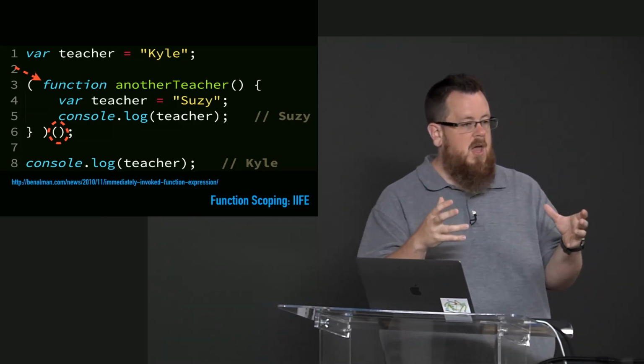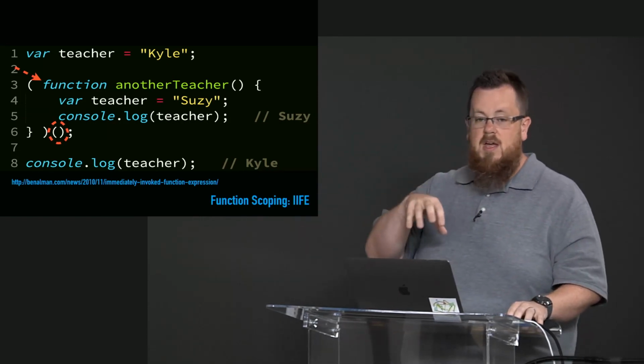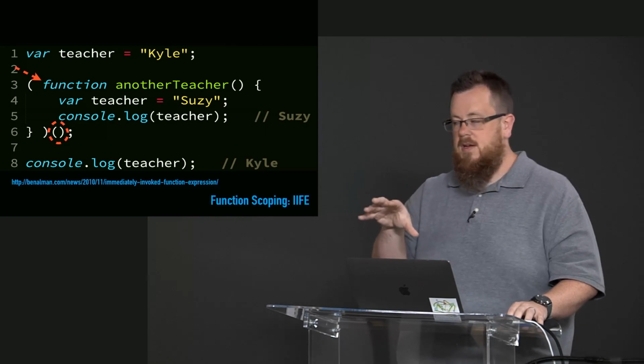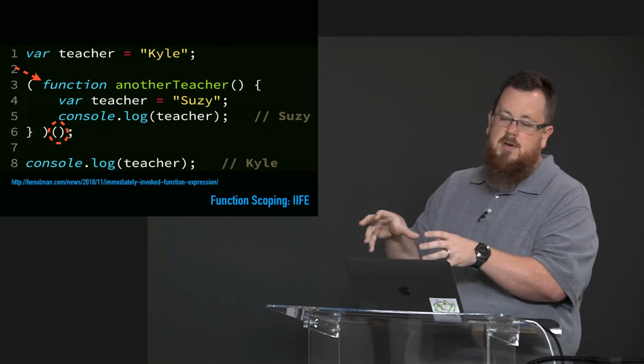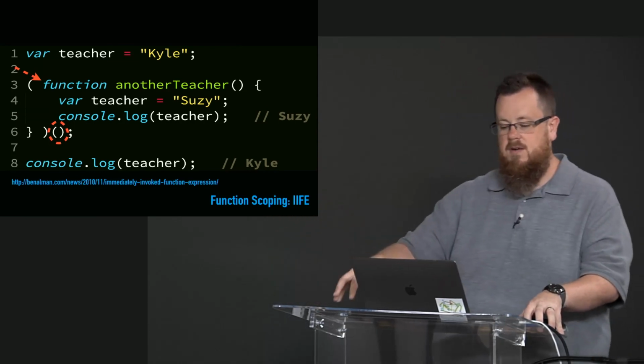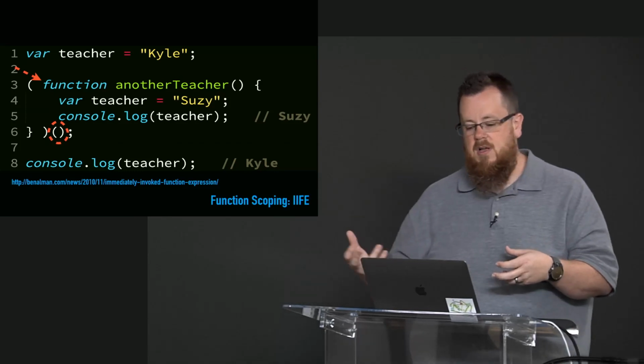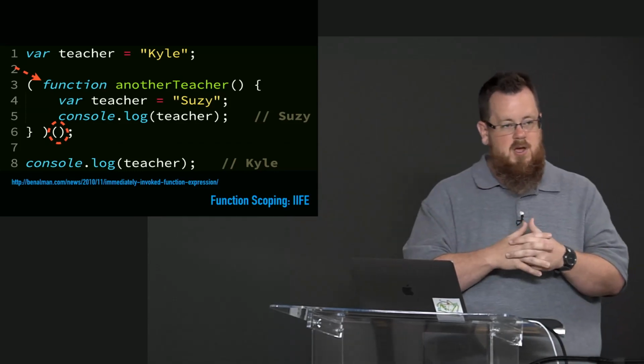And the main end result of an IIFE, the main end result of running a function, is that we get a new block of scope there. There's a block of scope inside of that function, anotherTeacher. So when I say var teacher = Susie on line 4, I'm making a teacher variable inside of that function. I'm not overriding the one from line 1.